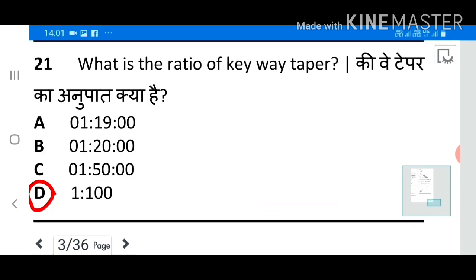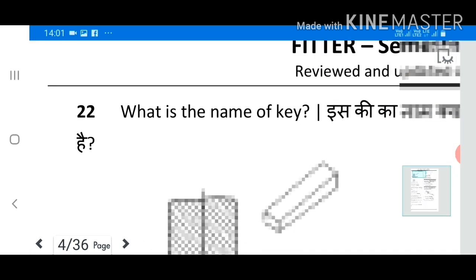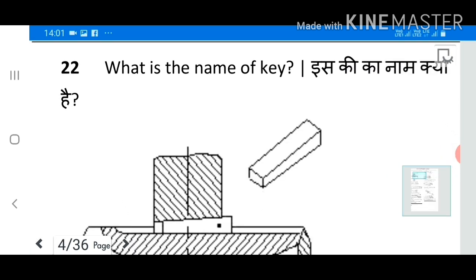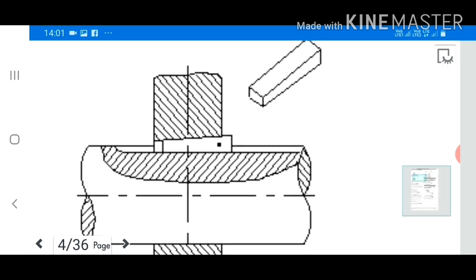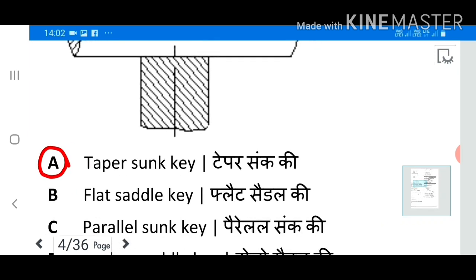21. What is the ratio of keyway taper? Answer D. 1:100. 22. What is the name of the key? Answer A. Taper sunk key.